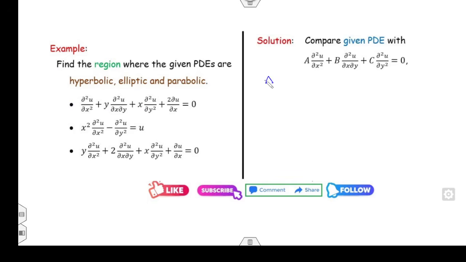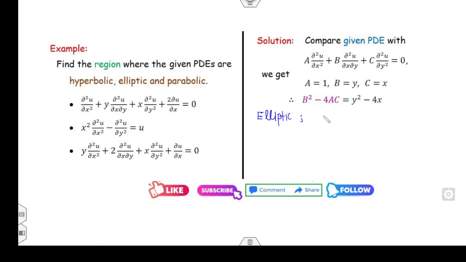What is my a? a is 1, b is equal to y, c is equal to x. Fine. Then what is the value of b square minus 4ac? That will give you y square minus 4x. Is it okay? Now when will it be elliptic?